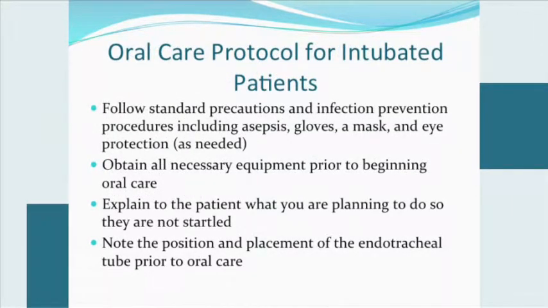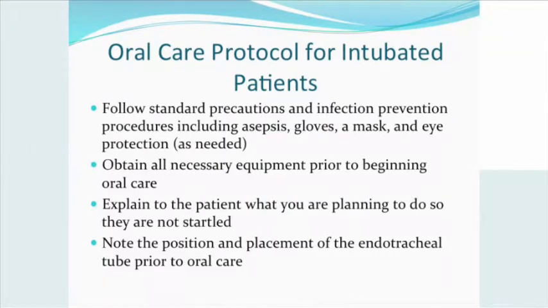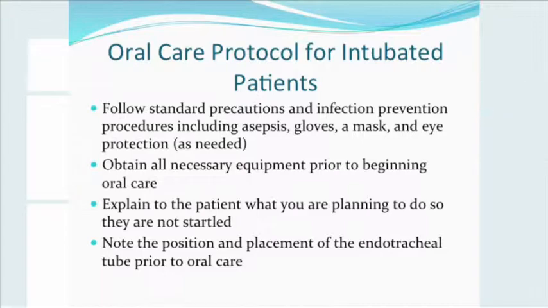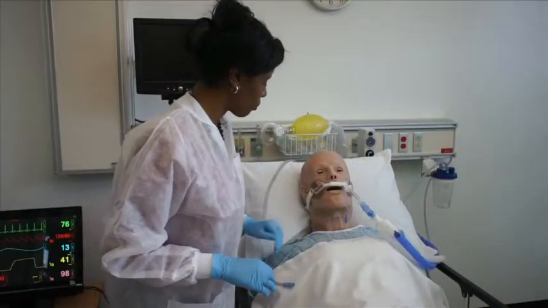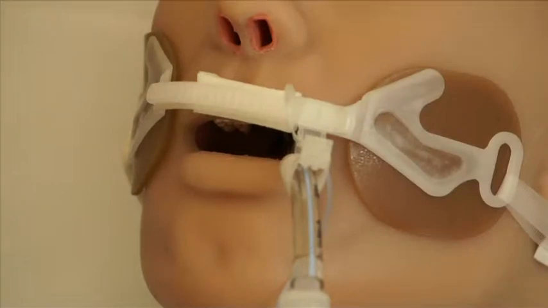In delivering oral care to the intubated patient, healthcare providers should follow standard precautions and infection prevention procedures, including asepsis, gloves, a mask, and eye protection as needed. Obtain all necessary equipment prior to beginning oral care. Explain to the patient what you are planning to do so they are not startled, and note the position and placement of the endotracheal tube prior to oral care.